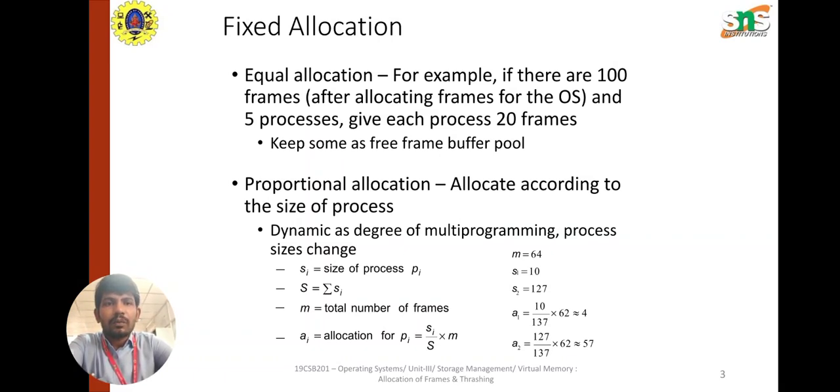Next one, proportional allocation. It means allocating according to the size of the process. If a process needs 20 frames, we have to allocate 20 frames to that process. We also have to allocate dynamically, as the degree of multiprogramming and the process sizes change.